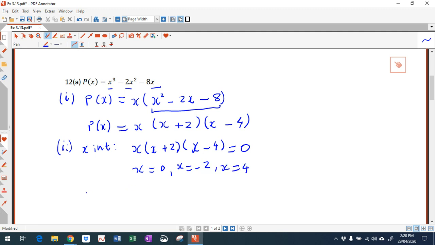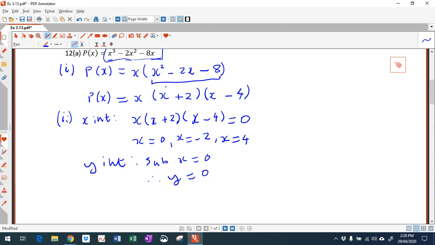Okay, now what about the y-intercept? Well, for the y-intercepts, you put x equals 0. I'm just going to use that expression here, what I started with. If I put in x equals 0, what do I get? Okay, so sub x equals 0. Therefore, y is equal to 0, right? Because all of these terms will become 0. So it goes through the origin.